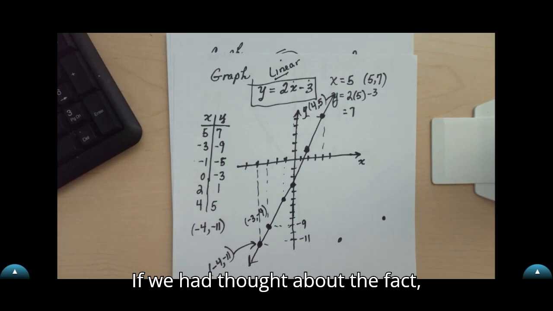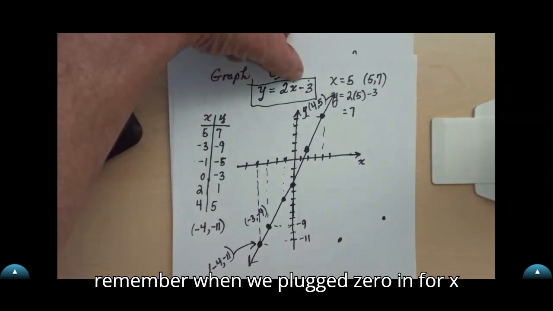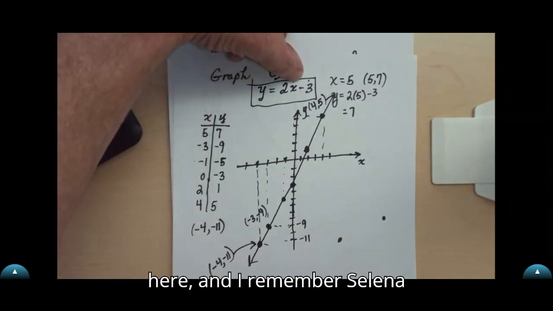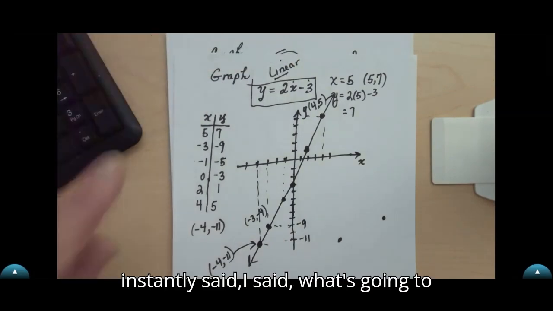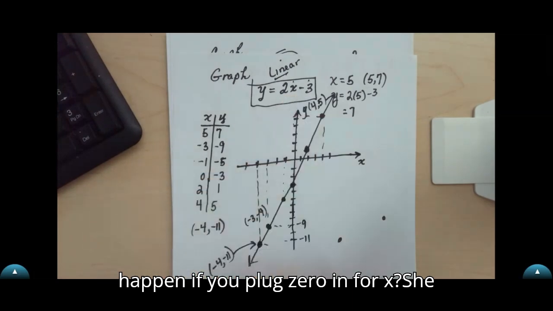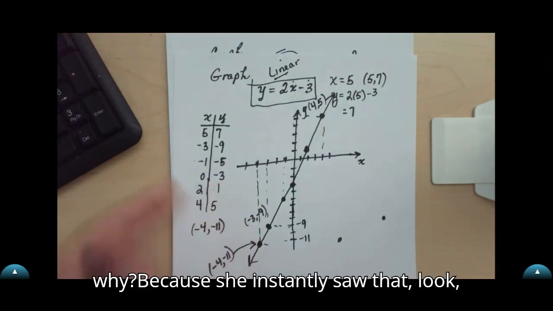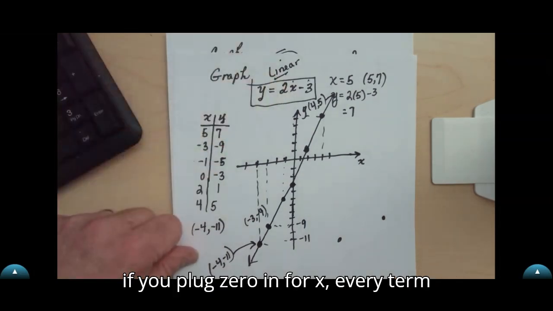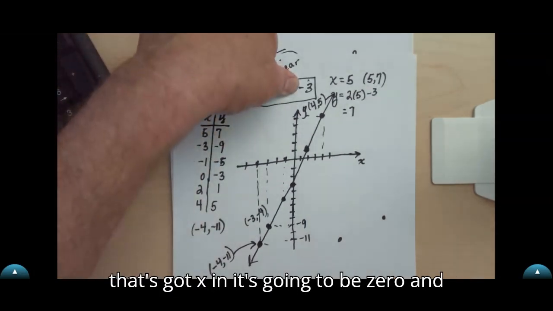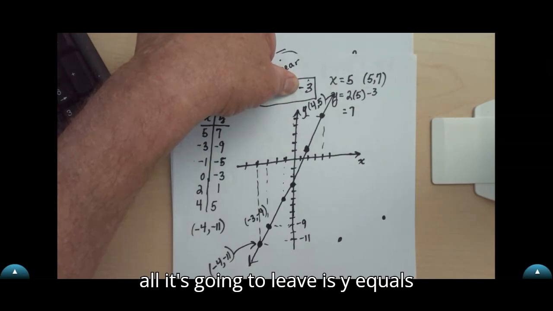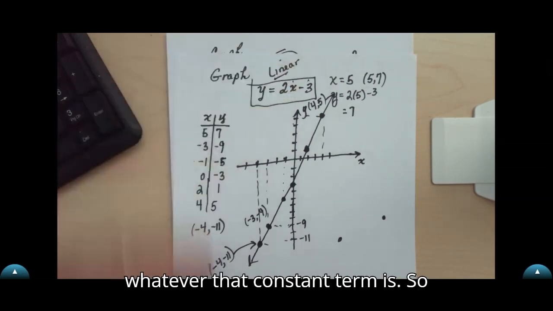Remember when we plugged 0 in for X here? And I remember Selena instantly said, I said, what do you get if you plug 0 in for X? She instantly said -3. You know why? Because she instantly saw that if you plug 0 in for X, every term that's got X in it is going to be 0, and all it's going to leave is Y equals whatever that constant term is.